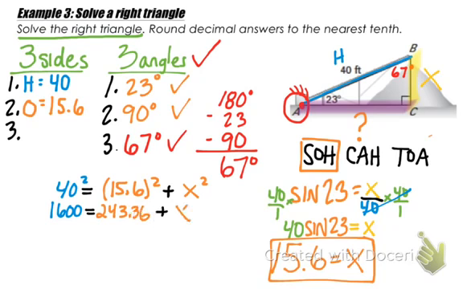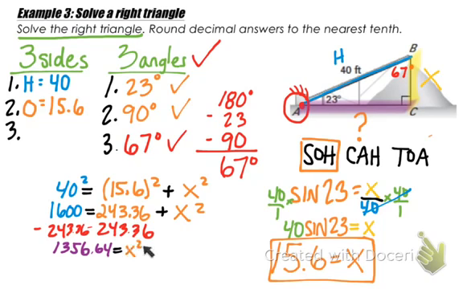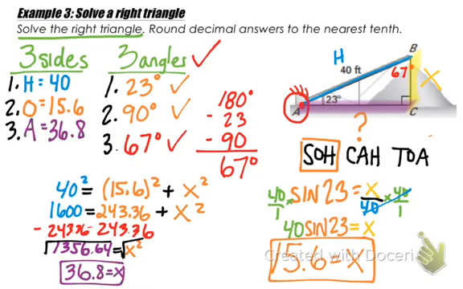243.36 plus x squared. We're going to zero out the 243.36 by subtracting it from both sides. We get 1356.64 equals x squared. And now to unsquare this square, we have to take the square root of both sides, and we get 36.8 to be our third remaining side. Once you have all 3 sides and all 3 angles, then you've successfully solved the right triangle.